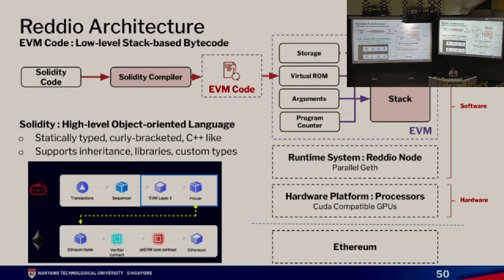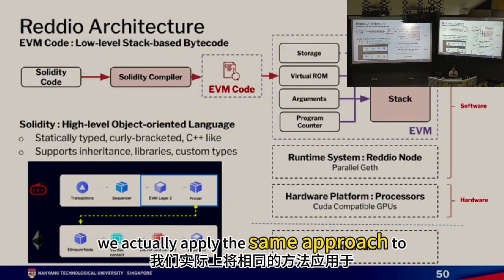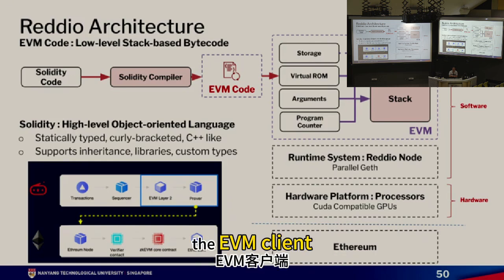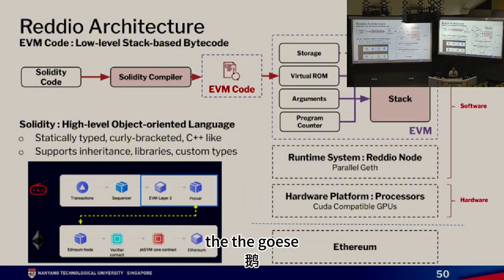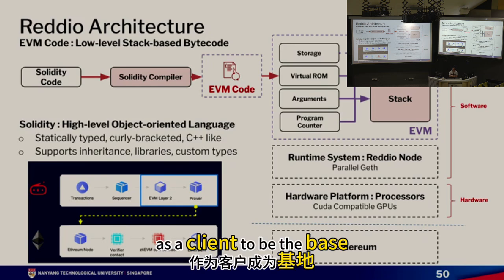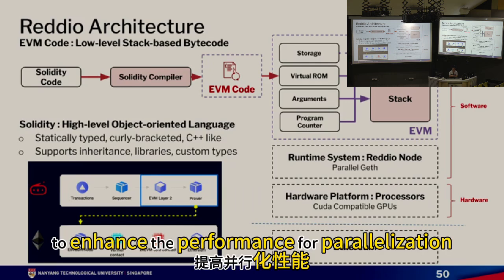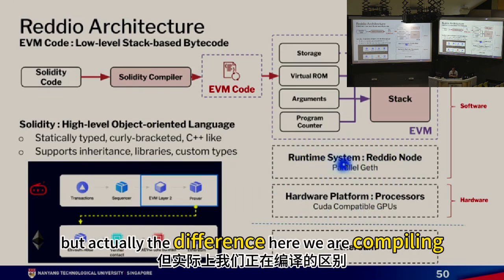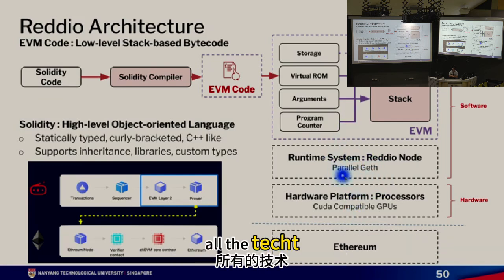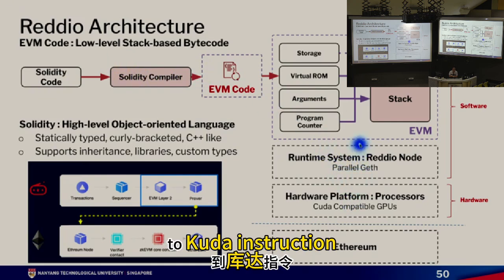So with that approach, that's where we actually apply the same approach to the EVM client. For Radius we are using Geth, the Go Ethereum client, as the base to enhance the performance for parallelization. The difference here is that we are compiling all the Geth or the Solidity here to CUDA instructions.